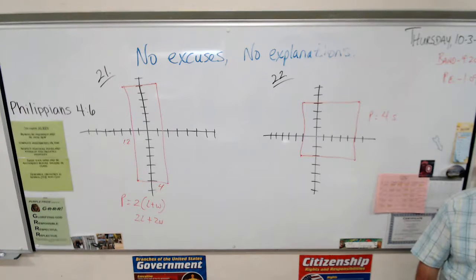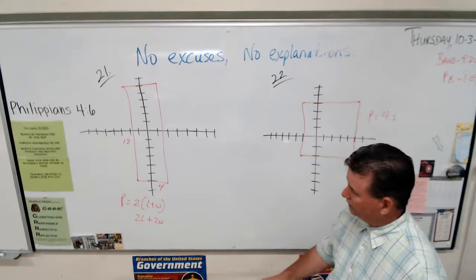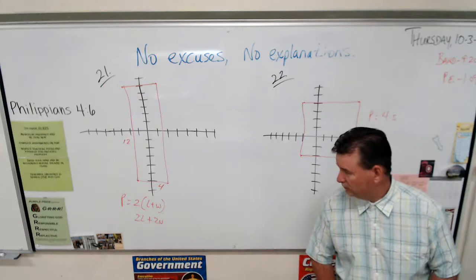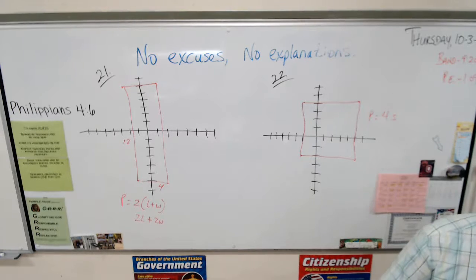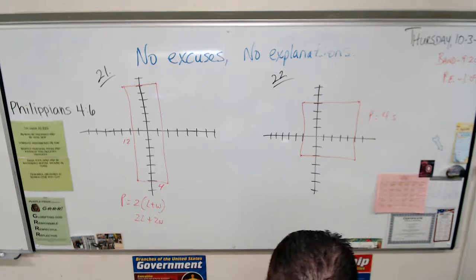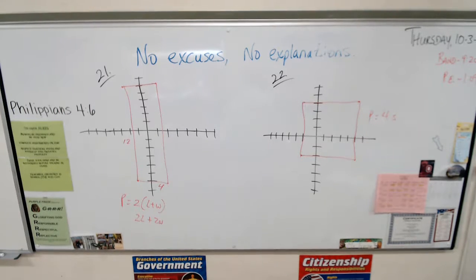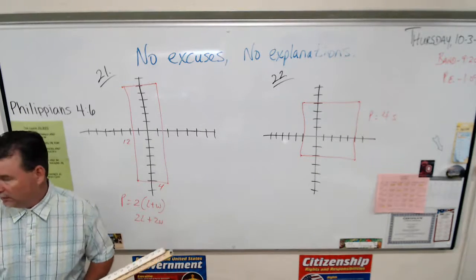Wait, isn't perimeter L plus W times 2? Listen, right here, dear. But yeah, I did it wrong, because I was doing it times 2. Or you can do it to find the area. I did it in order. Just units.